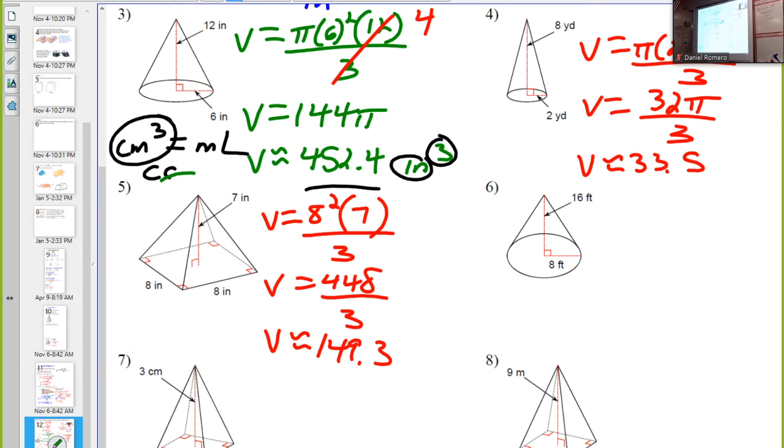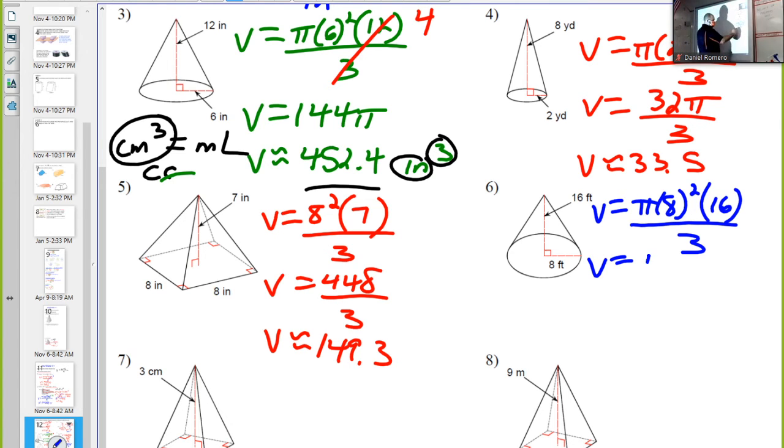Alright, let's go with number 6. Have a fraction. Squared times over 3. You said 1024 pi over 3? Directions told you to leave it exact, that's how they would leave it.